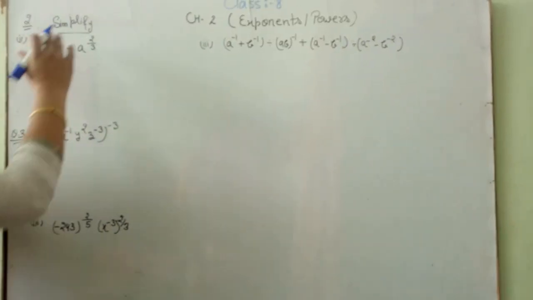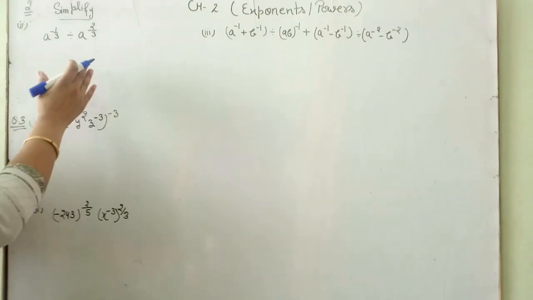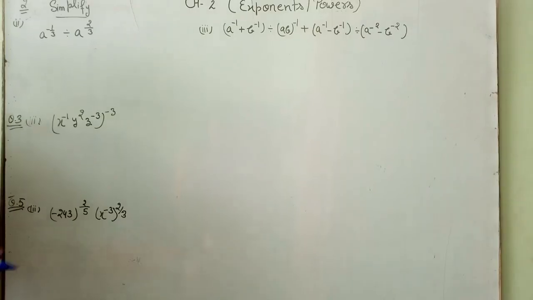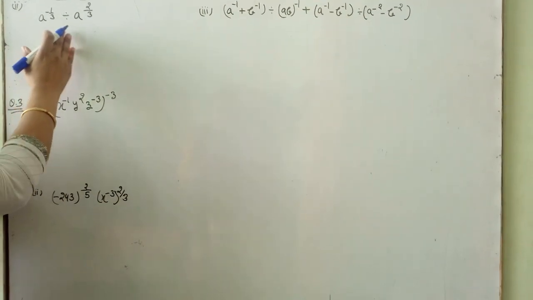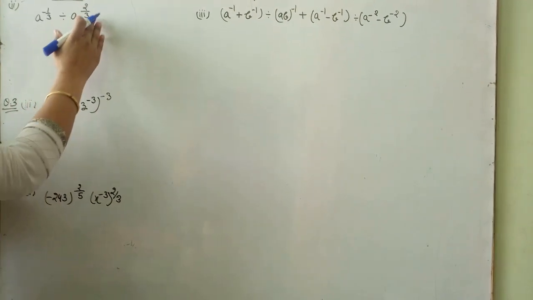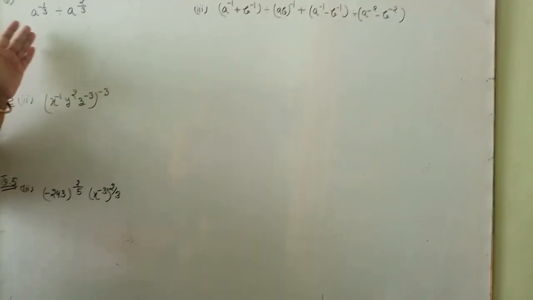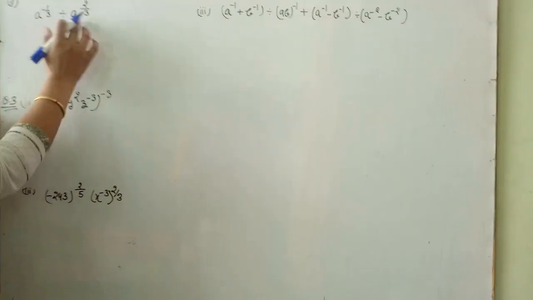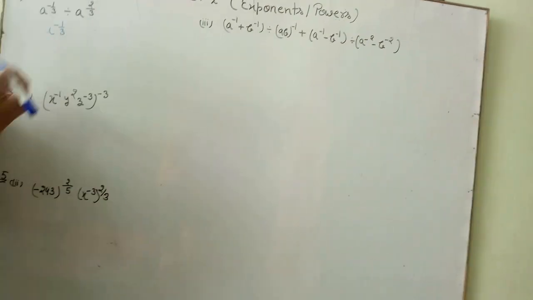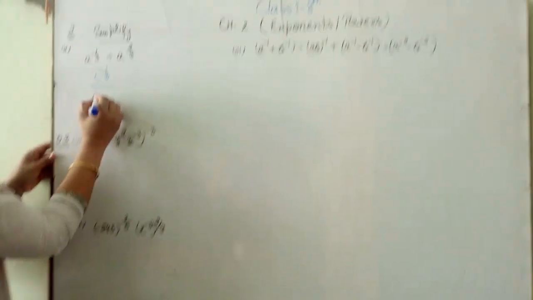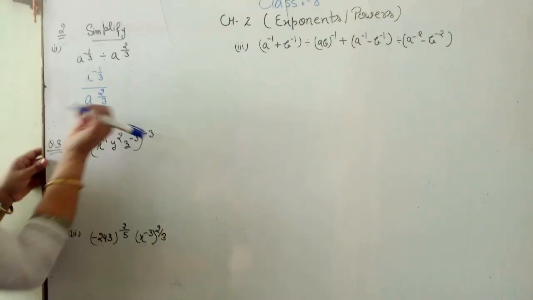Now we have question number 2. Simplify. There are 2 parts of question number 2. First part is a raised to the power minus 1 by 3 divided by a raised to the power 2 by 3. We simplify it. Student, we can write this as a raised to the power minus 1 by 3 divided by a raised to the power 2 by 3.